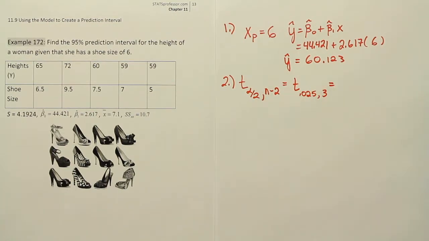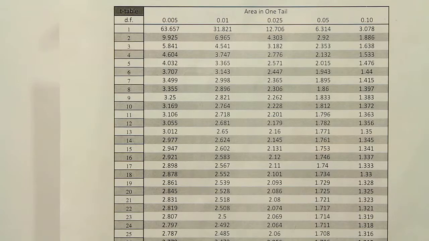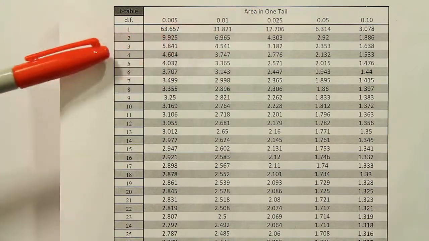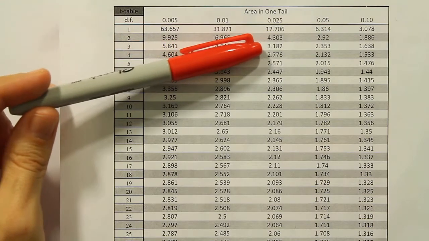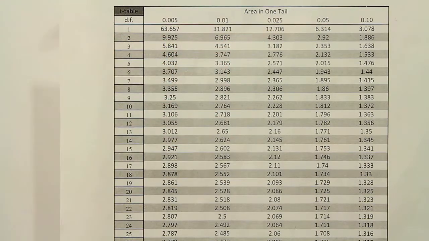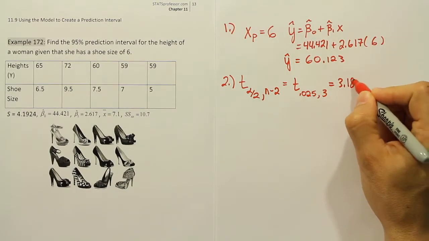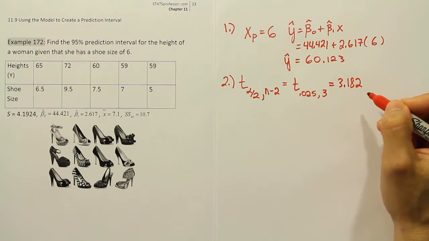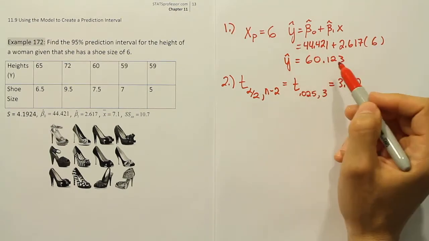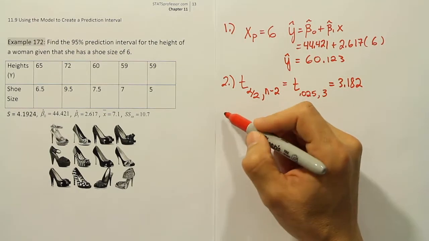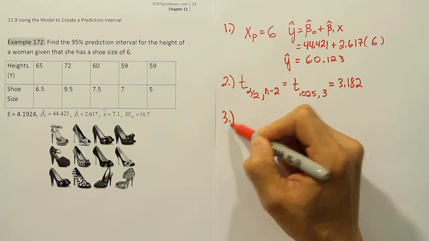Let's go to our t-table then and find that corresponding critical value. Okay, so we're looking in the 0.025 column, and we're going down to 3 degrees of freedom. We find the value 3.182. Okay, so we found the value 3.182. Alright, now that we have the critical value and we have our data from step 1, let's go on to step 3. Step 3 is to get the margin of error.